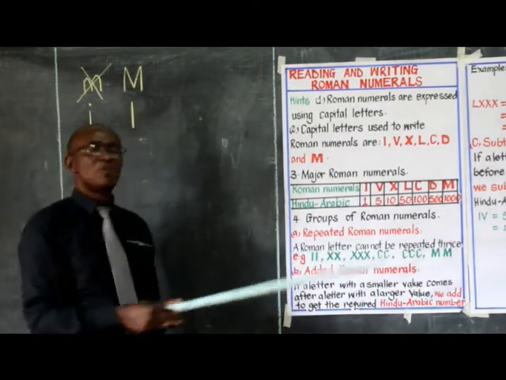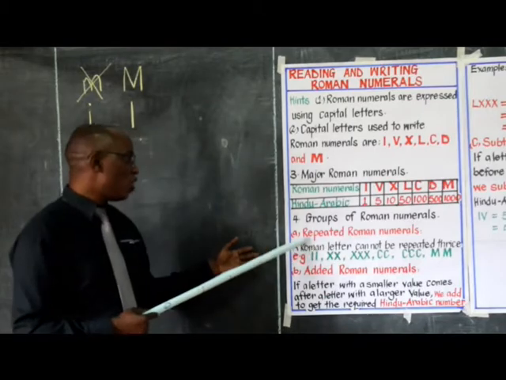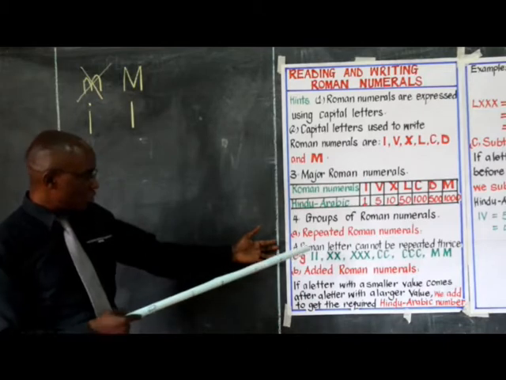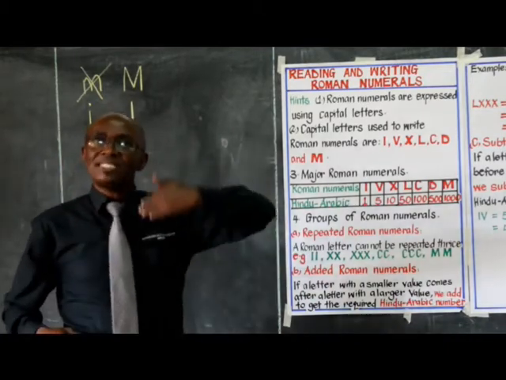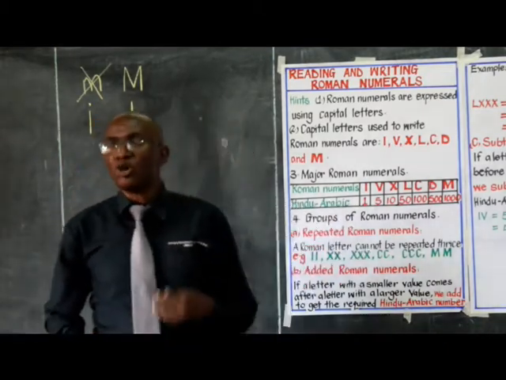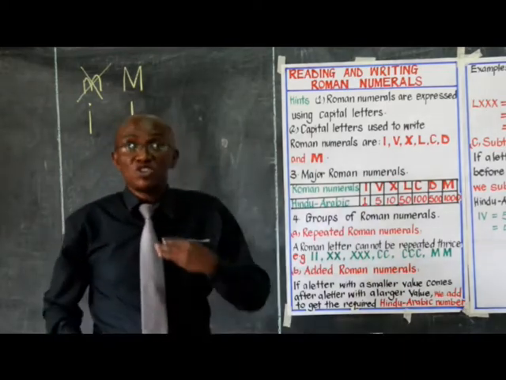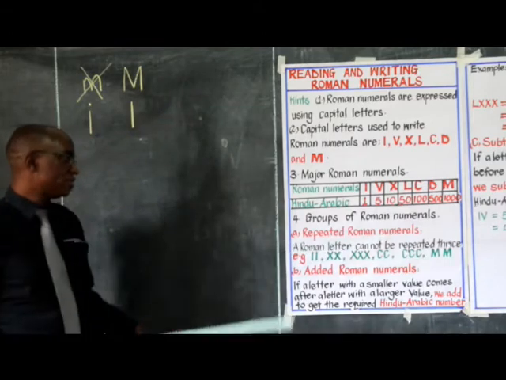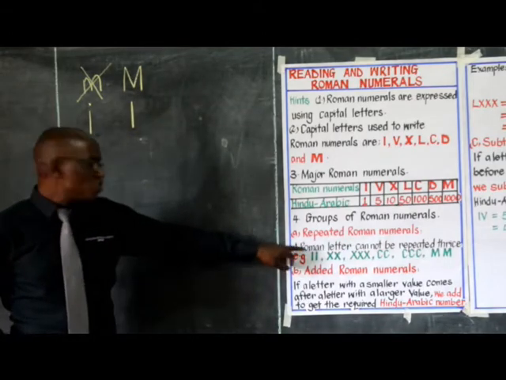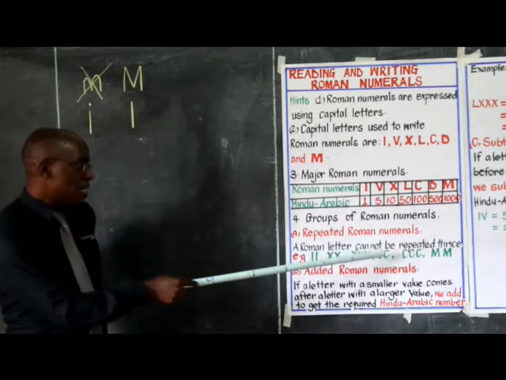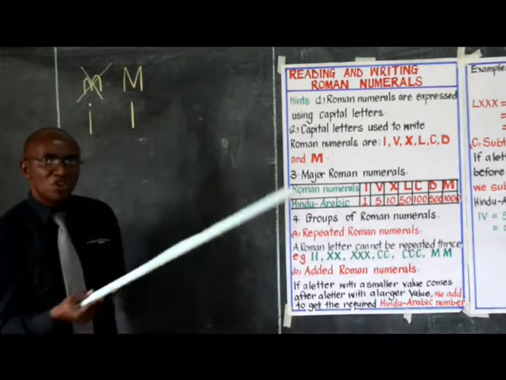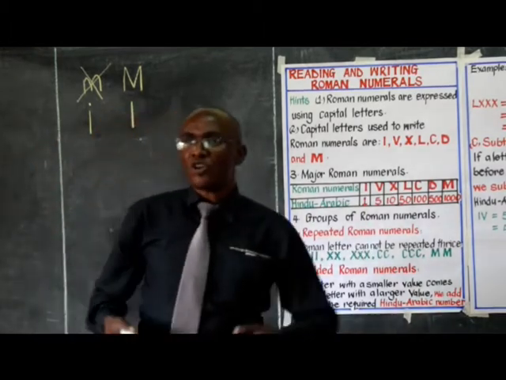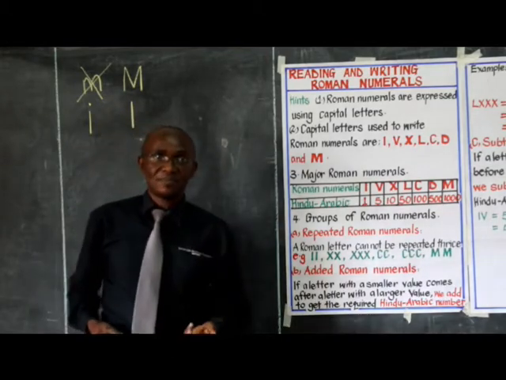Now, groups of Roman numerals. There are those which we call repeated Roman numerals. What do I mean by repeated? To repeat is to write or say something more than one time. What you should know when writing Roman numerals is that a letter cannot be written or repeated more than thrice.